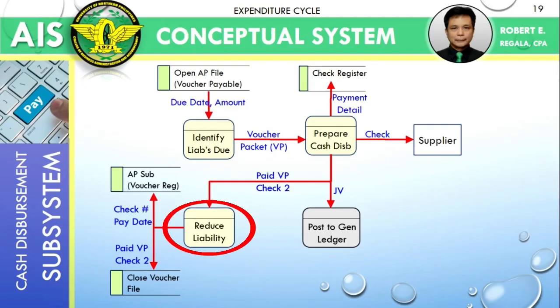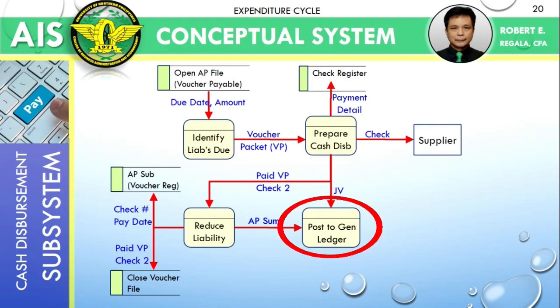Update accounts payable record. Upon receipt of the paid AP packet, the AP clerk removes the liability by debiting the vendor's accounts payable subsidiary ledger account. The AP packet is then filed in the closed AP file, and an account summary is prepared and sent to the general ledger function. Post to the general ledger.